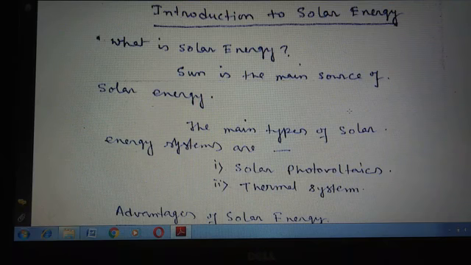Now the solar power plant. Semiconductor materials such as silicon are used in photovoltaic solar cells. In the cell, incoming photons separate positive and negative charge carriers.